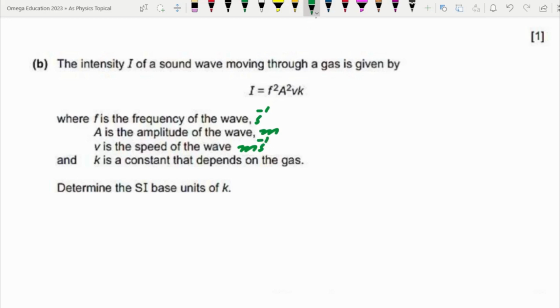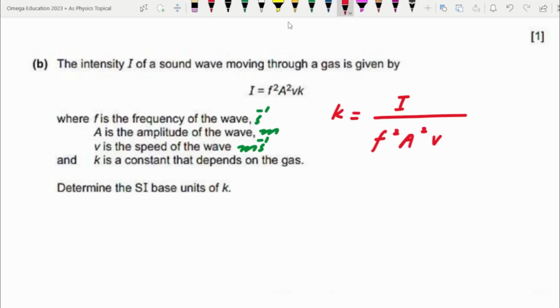The first step in these kinds of questions is to make the quantity for which you need to find the units the subject of the equation. So K equals what? K equals I divided by everything else shifted to the other side: F² A² divided by V. So this is what K equals.